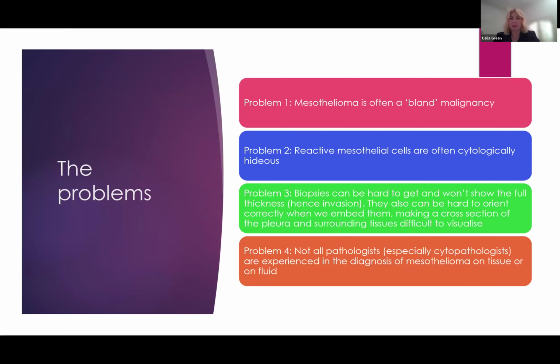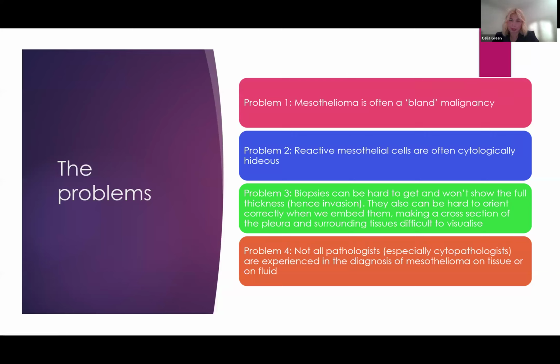So what are the problems? So mesothelioma is mostly a bland malignancy. There are cases where it will sort of declare itself and look ugly under the microscope, but most cases are actually quite uniform. And the other problem is the flip, which is that reactive mesothelial cells are cytologically hideous. So I was saying yesterday that the worst mesothelial cells I've actually ever seen were in a patient who had chemoradiotherapy. So they look way worse than even cancer cells. So, you don't want someone to call those things malignant because a false positive is worse than a false negative even. And then the other problem is that biopsies can be hard to get.